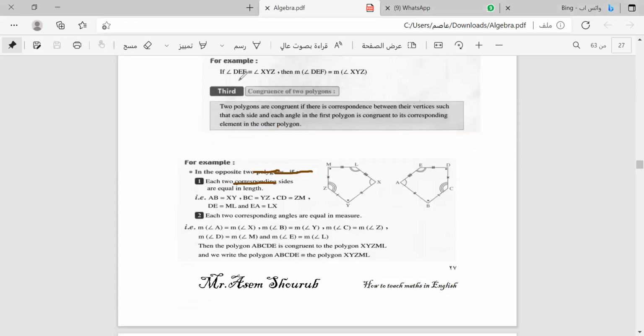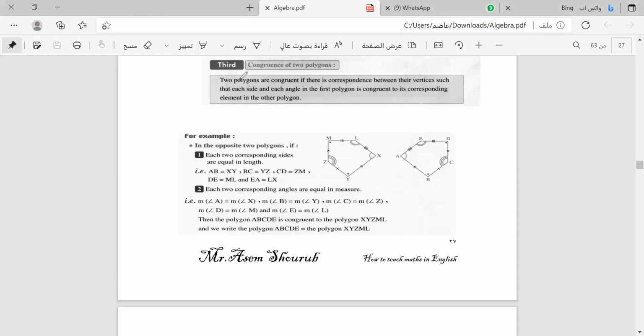Okay. Congruence of two polygons. Two polygons are congruent if there is a correspondence between their vertices such that each side and each angle in the first polygon is congruent to its corresponding element in the other polygon. Look at this figure. The first polygon is called ABCDE. The second polygon is called XYZML. If the angles are congruent and the sides are congruent, then we can say that the two polygons are congruent.